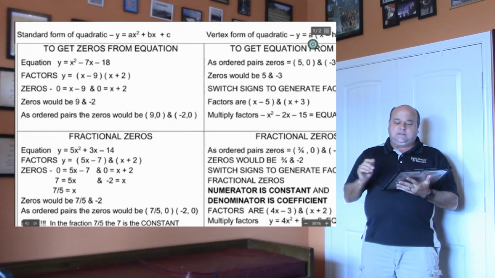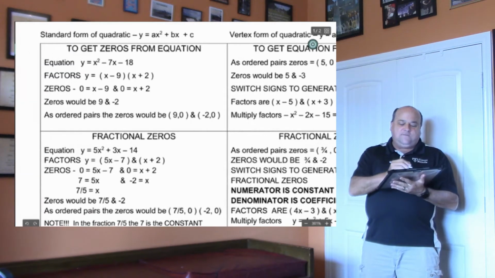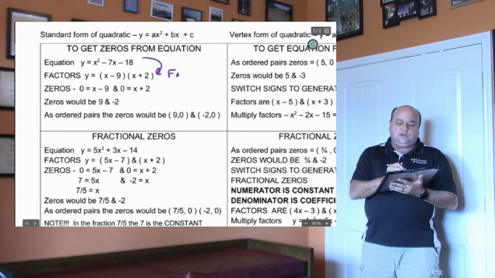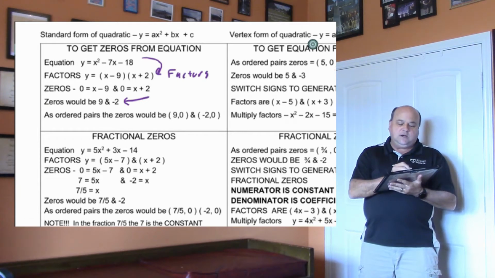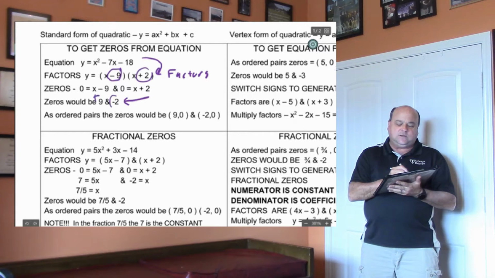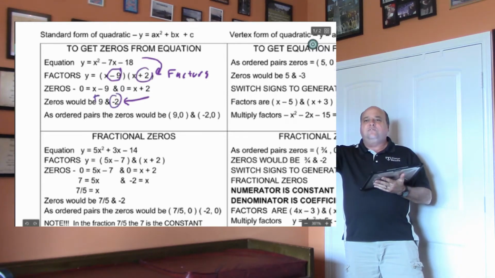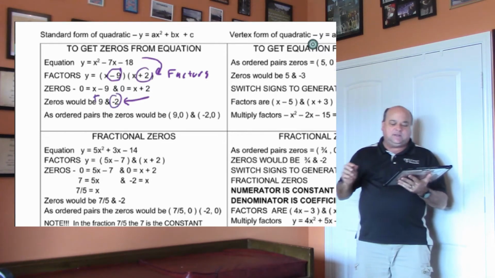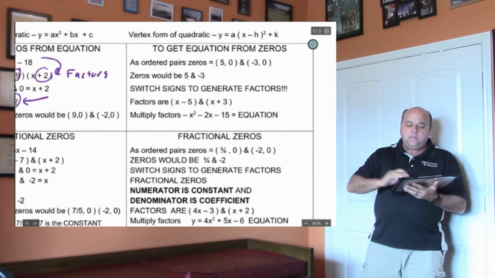The key on this: if you were to factor, go down to here. These are your factors. Remember, your zeros are opposites, your zeros and your factors. This is a -9, this is a +9. This is a +2, this is a -2. Your factors and your zeros will be opposite signs.